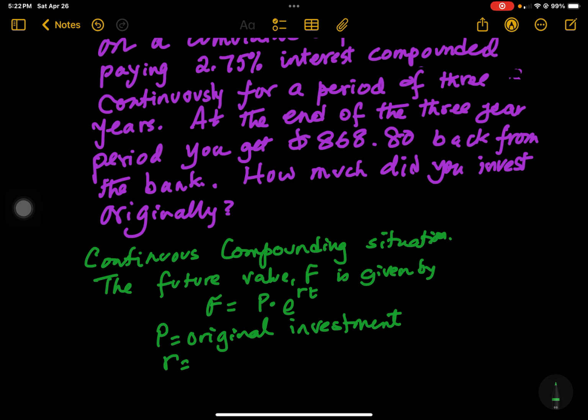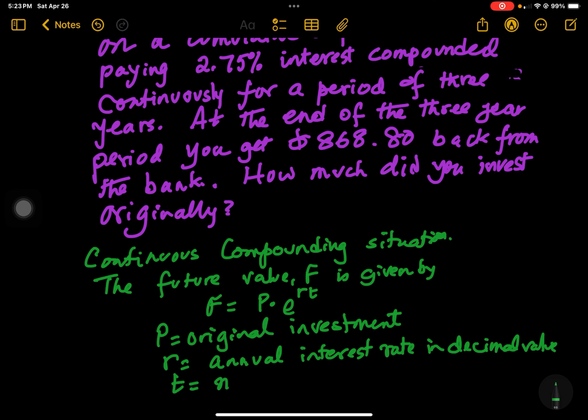R is the annual interest rate in decimal value, and T is the number of years of investment. So we are going to use this formula.